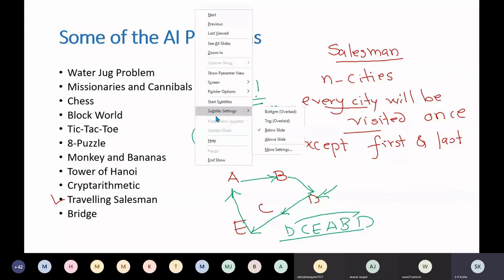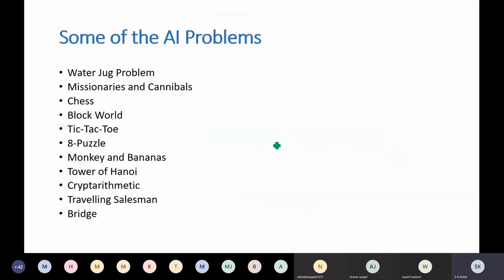Then there is a problem called bridge. Basically this bridge problem is a playing card game. Playing cards, all of you know.